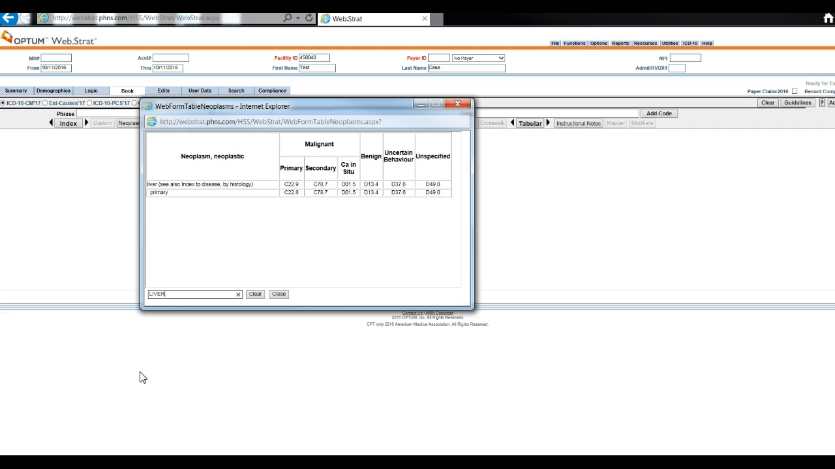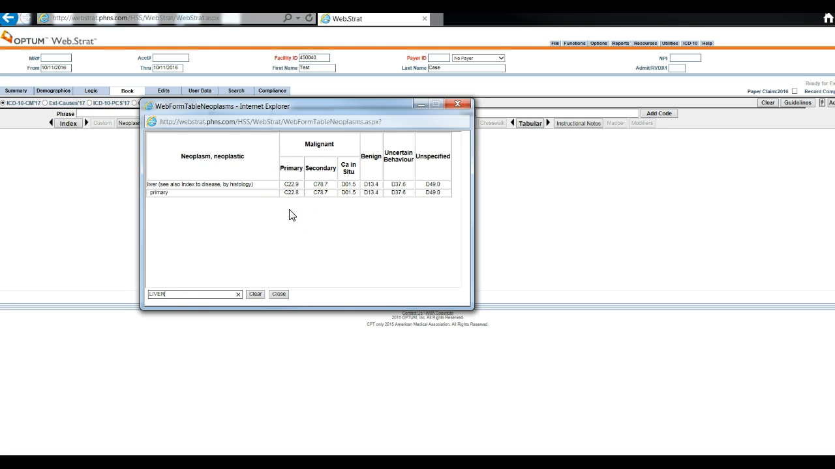We have several columns of information. We have primary, which means this is the very first site that this particular person has cancer, or the cancer has appeared in the body. Secondary is if the patient had cancer at a previous time, it was removed, or they had cancer somewhere else and now it's appearing on the liver, then the liver would be considered the secondary site. But since this is the first time the patient has been diagnosed with cancer, this is primary.